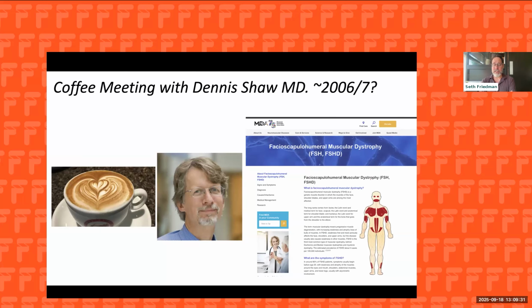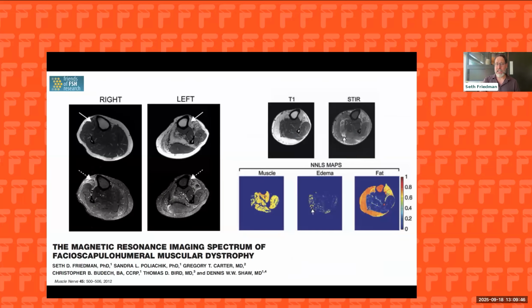And I remember looking at this picture on the MDA website and thinking, okay, it affects these muscles. Well, let's do a study in the legs. It's not even the TA in this picture, it's something else, but we'll study that. And so we applied to Friends of FSH and we got a small grant to begin doing some imaging and trying to quantify what biomarkers were present in the legs.